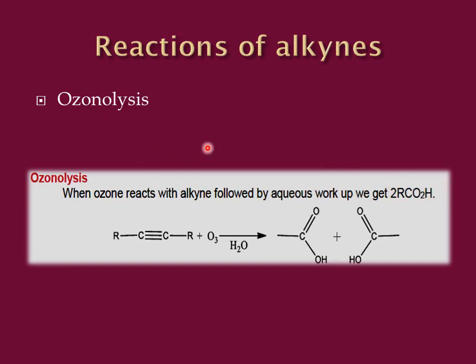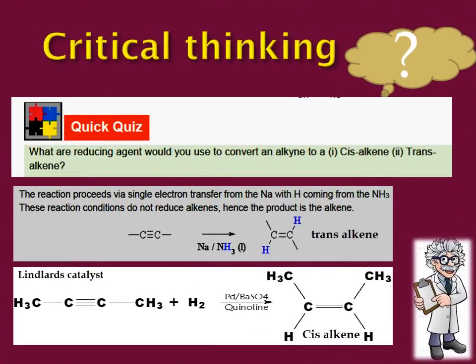Now students, it's time for you to think what are reducing agents that you are going to use to convert alkyne into cis-alkene stereospecifically and trans-alkene stereospecifically. In the topic we have already studied how to make stereospecific trans-alkene using sodium in the presence of liquid ammonia, which is going to give us trans-alkene.